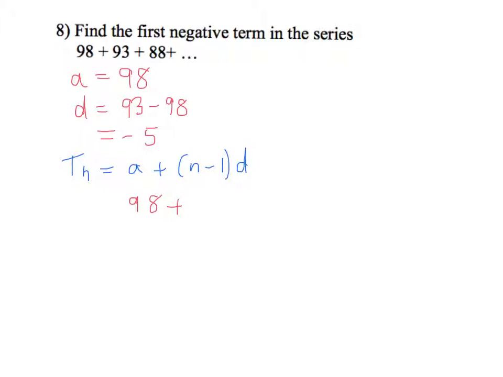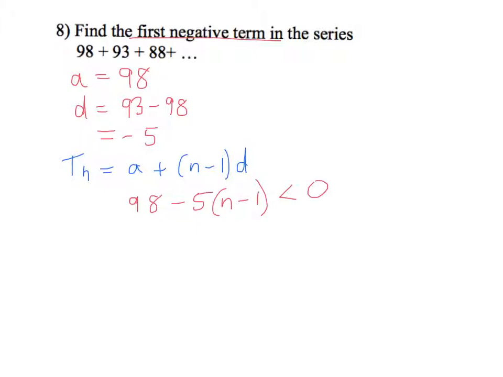D is negative 5. Let me write that in the front of the brackets, negative 5. Now that's the expression for the nth term. Now we're looking for which one of these terms is negative, the first negative term. So negative means less than 0. So we're going to solve this to find n, and then find what the actual first negative term is.